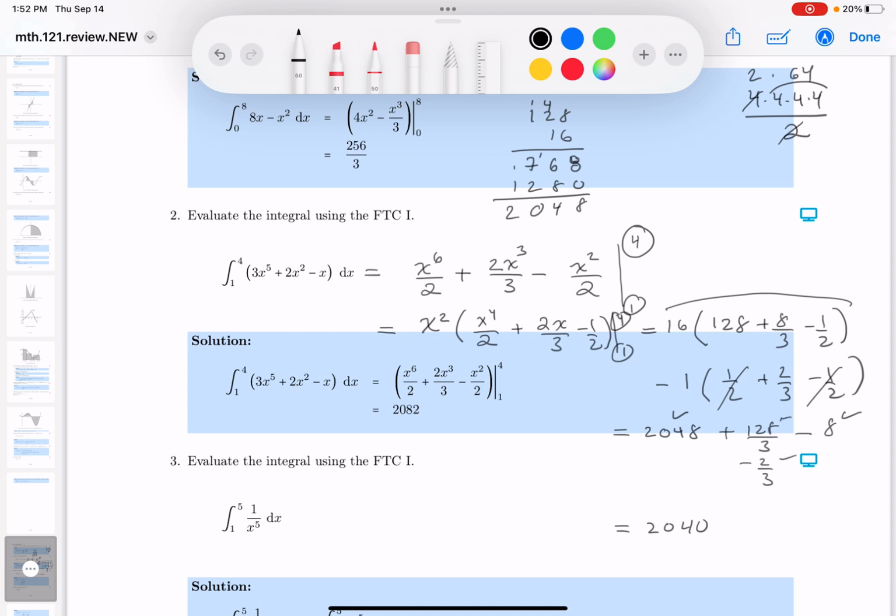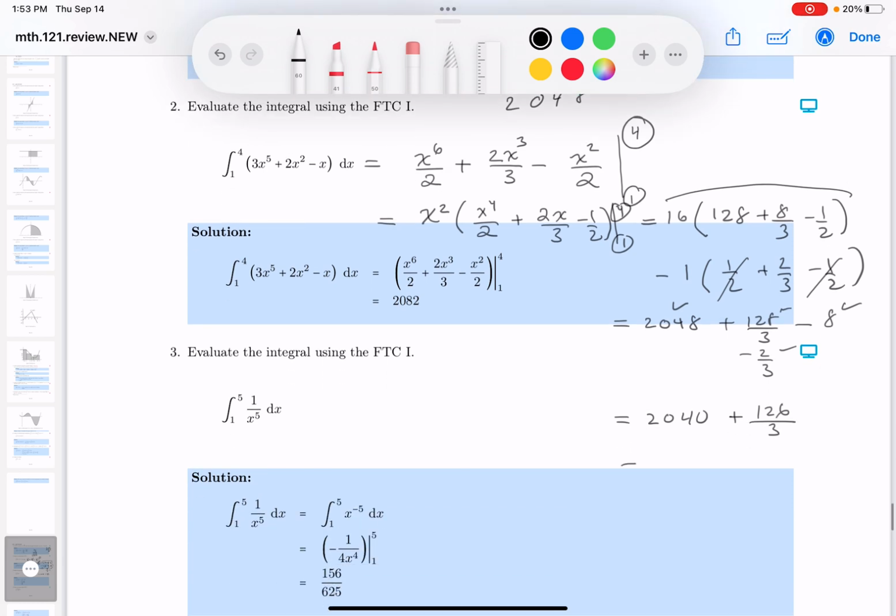Now, when I combine these two terms over here, what do I get? I get plus, let's be careful about this, 128 minus 2 is 126, and that's over 3. All right? I think I can do that. And that's going to be 2040 plus 42. 2040 plus 42 is 2082.